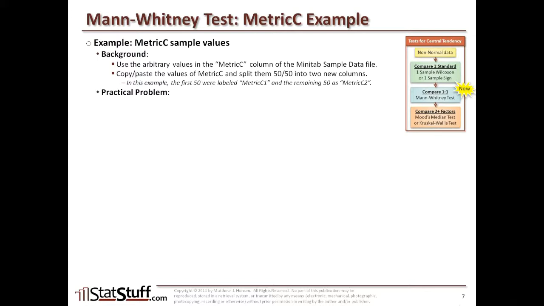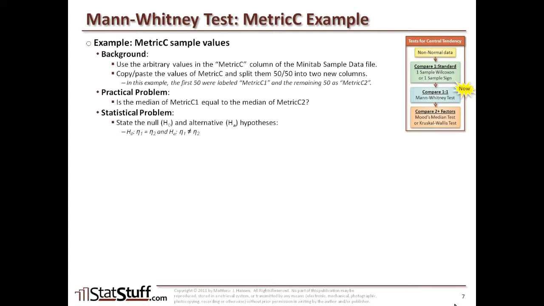So setting up the data like that, the practical problem we have for this situation is we're asking ourselves, is the median for metric C1 equal to the median of metric C2? For the statistical problem, we're going to define it in this way. We're going to state the null and alternative hypotheses, where the null hypothesis says that the median value for group 1 is equal to the median value of group 2, and the alternative is that they're not equal to each other.